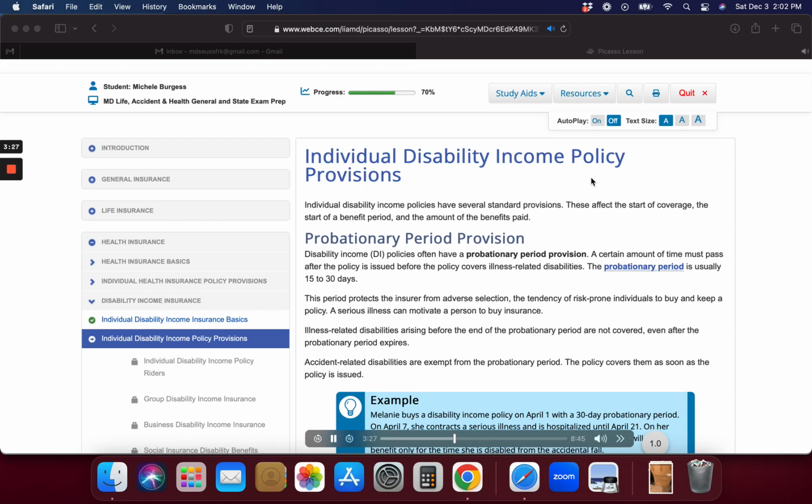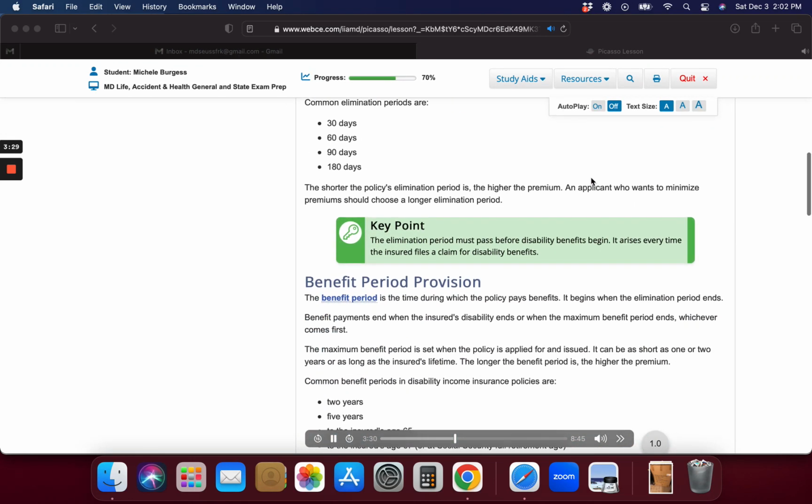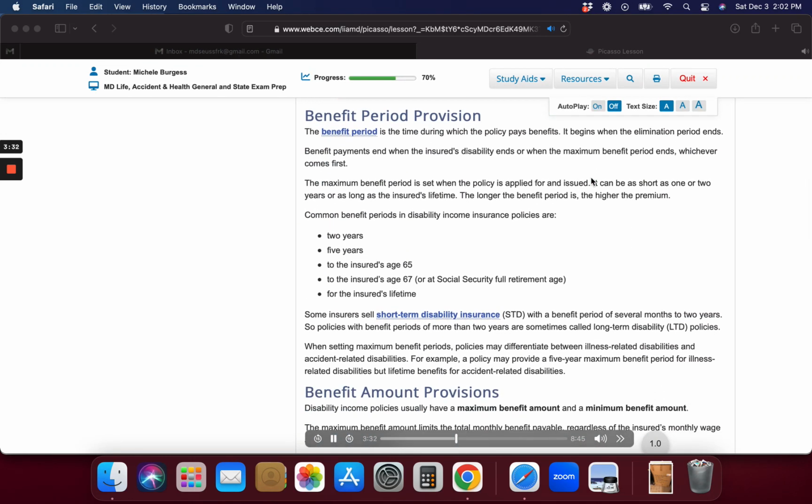Common benefit periods in disability income insurance policies are 2 years, 5 years, to the insured's age 65, to the insured's age 67, or at Social Security full retirement age. For the insured's lifetime. Some insurers sell short-term disability insurance, STD, with a benefit period of several months to 2 years. So policies with benefit periods of more than 2 years are sometimes called long-term disability, LTD, policies.